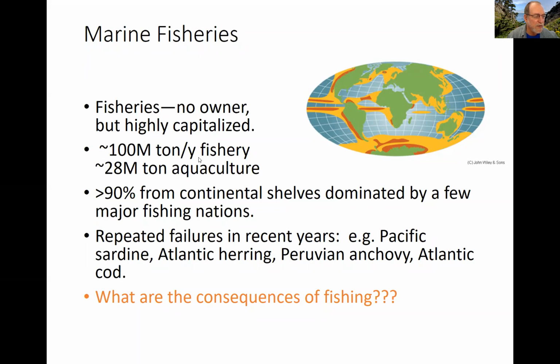Global fisheries produce about 100 million tons per year, and that compares to about 28 million tons per year that's produced by aquaculture and mariculture. 90% comes from the continental shelves, which are dominated by a few major fishing nations. The marine fisheries have been characterized by the collapse of the populations of the fish that support them. And there are many, many examples of collapsed fisheries. That would include the Pacific sardine, the Atlantic herring, Peruvian anchovy, as we discussed, and most recently Atlantic cod. Swordfish and tuna are in short supply, among other species. So unfortunately, marine fisheries have tended to overexploit the populations of fish upon which they depend.